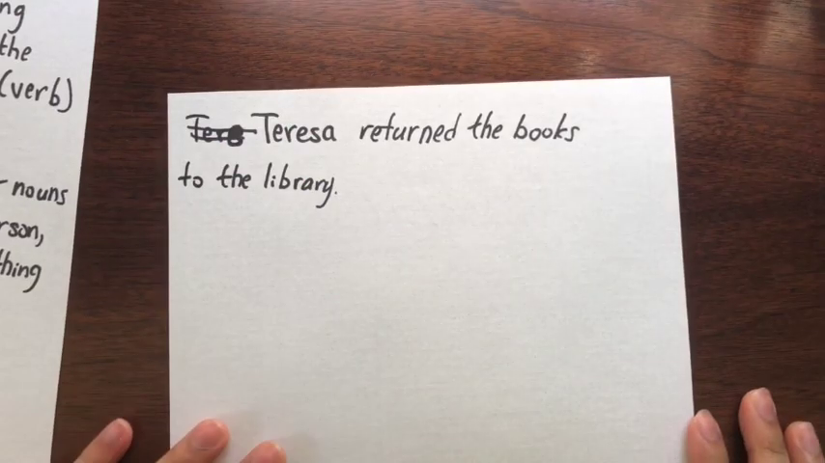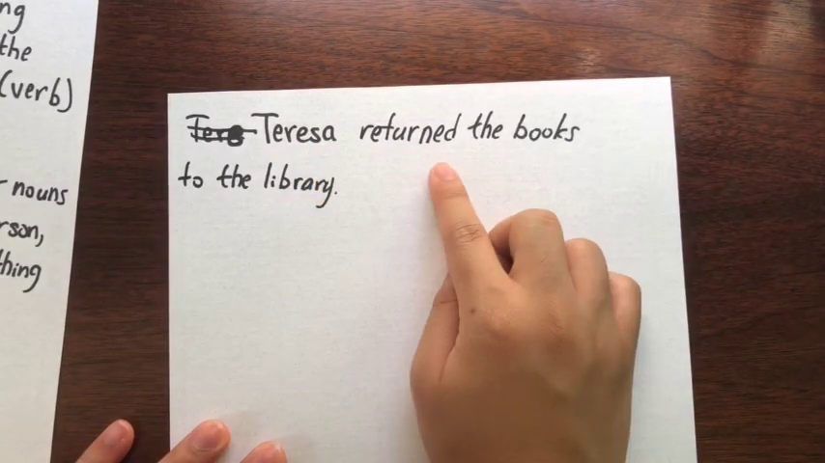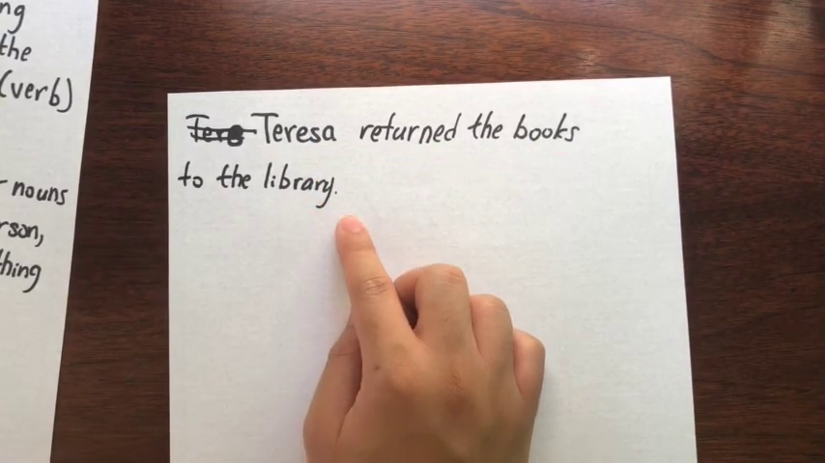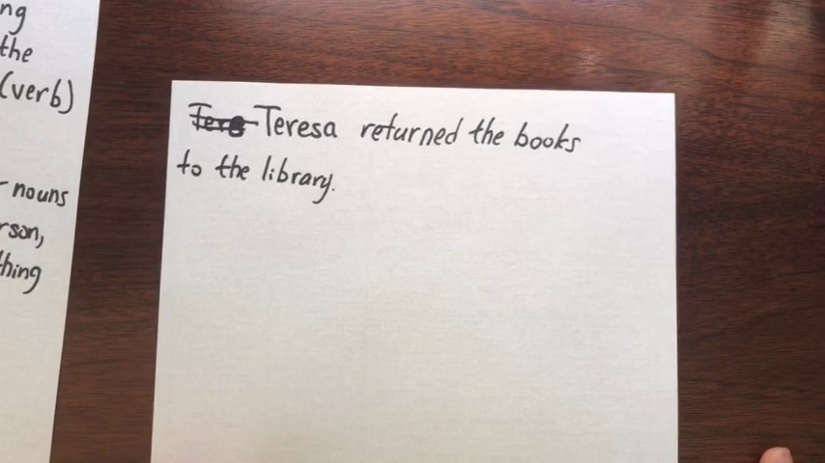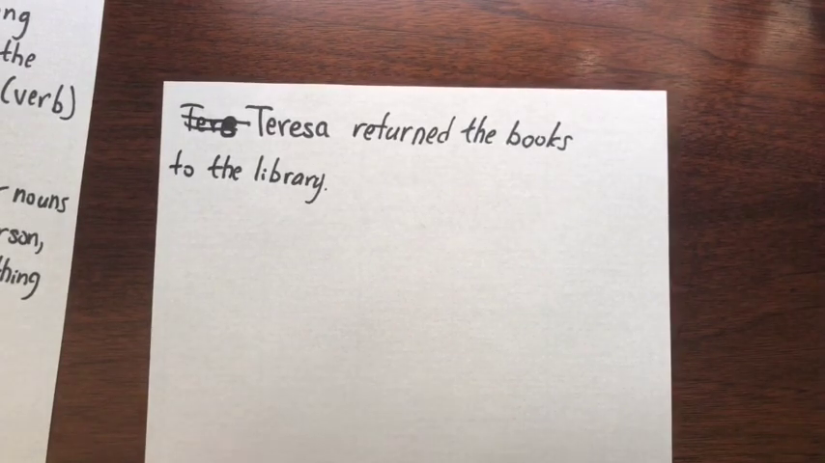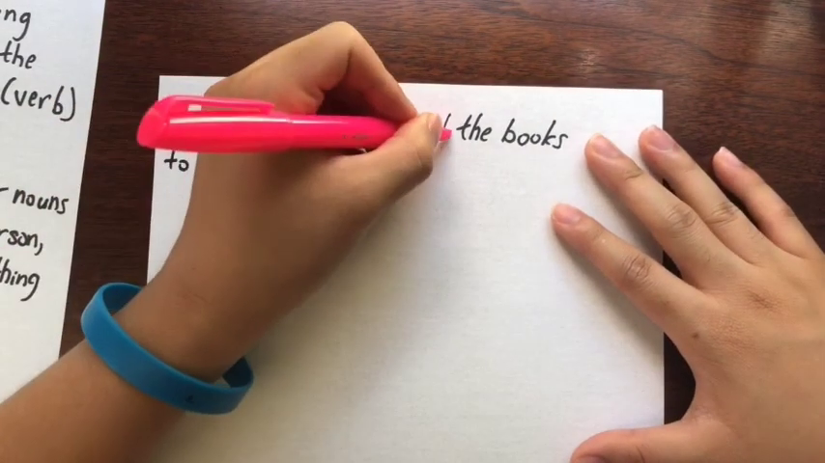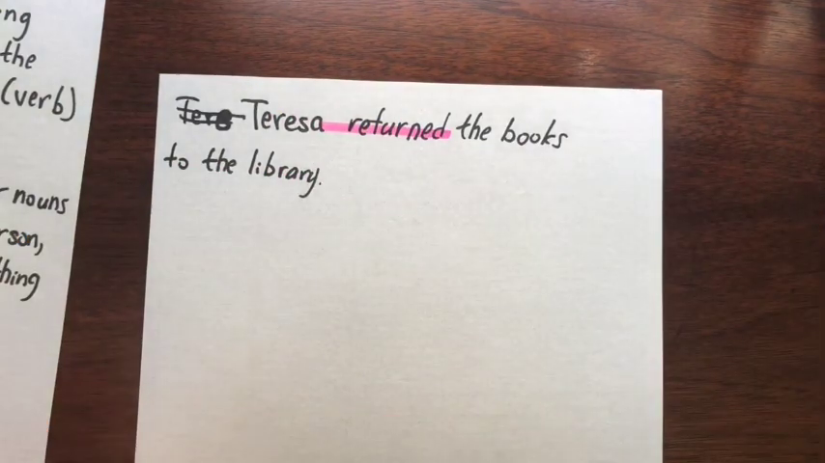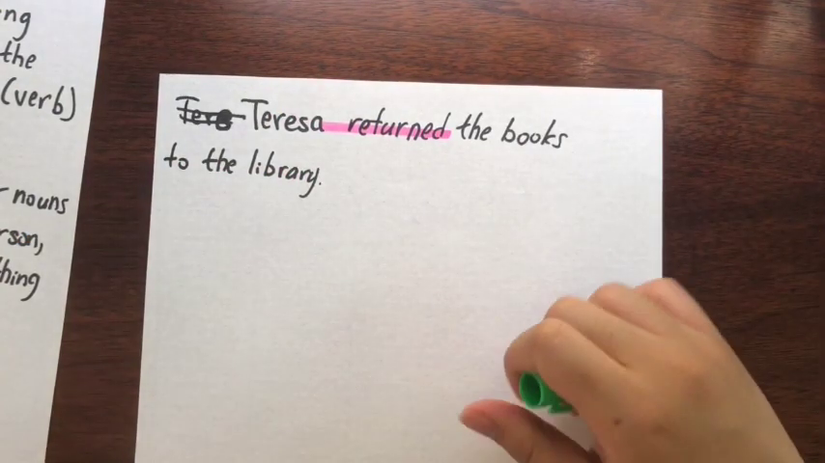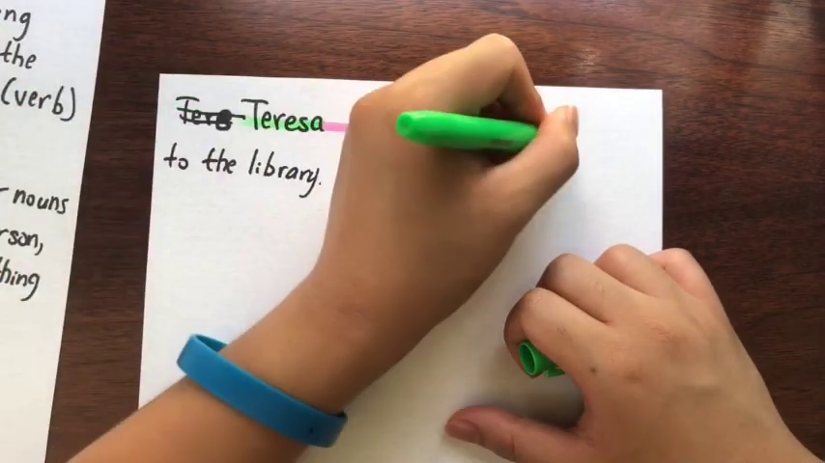Okay, now we have Teresa returned the books to the library. Let's identify the verb. The verb in this sentence is returned. Returned means to give something back. Okay, and the nouns are Teresa and the books.